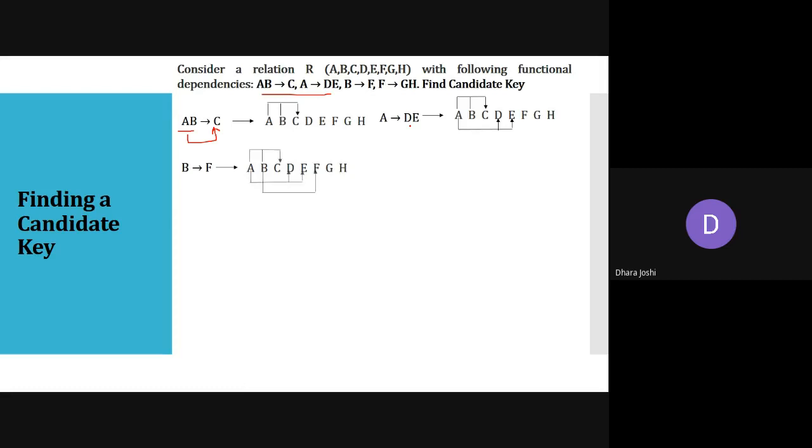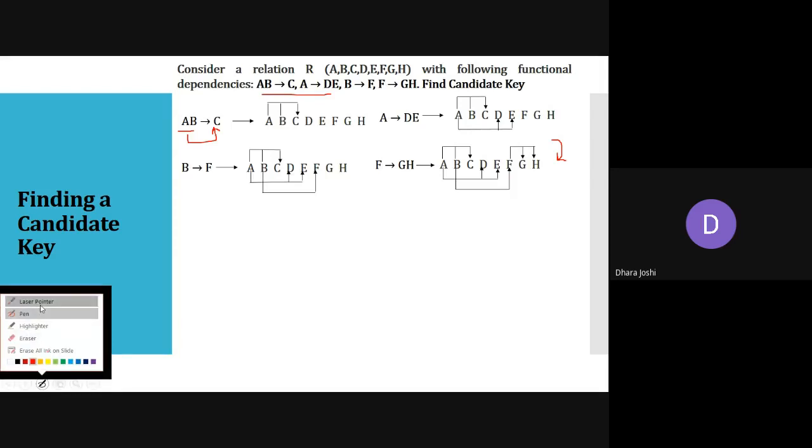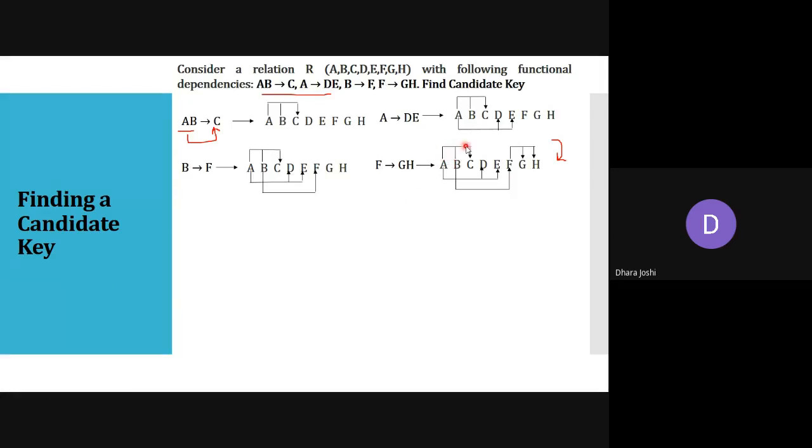So like this. So here we can say all four rules will be covered. If I'm having the value of A and B together, then I can get the value of C. If I'm having just the value of A, then as per this rule, A derives DE, I can get the value of B as well as E attribute. If I'm having the value of B, then I can get the value of F. And from F, I can get the value of G and H.